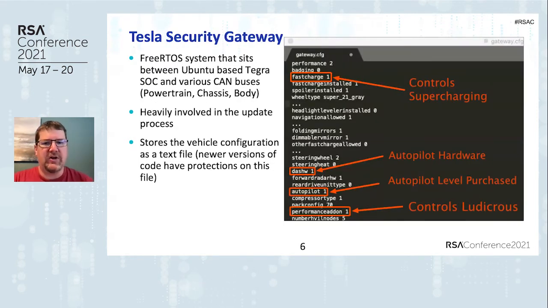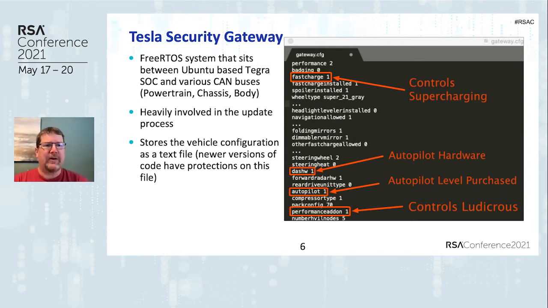So the security gateway is a pretty important part of the system overall. It's a FreeRTOS-based system. Again, it sits between the Tegra SoC and the various CAN buses, for example powertrain, chassis, and body, but it's also heavily involved in the update process. You hear about people getting new software for the vehicle. The gateway is a component that handles a major part of that update process, and it's the one that actually handles the updating of all the individual CAN connected modules on the vehicle itself.